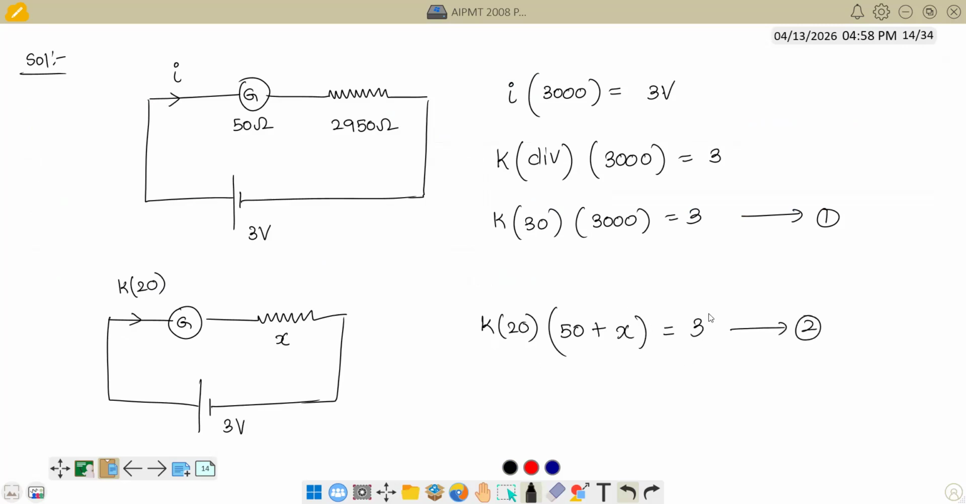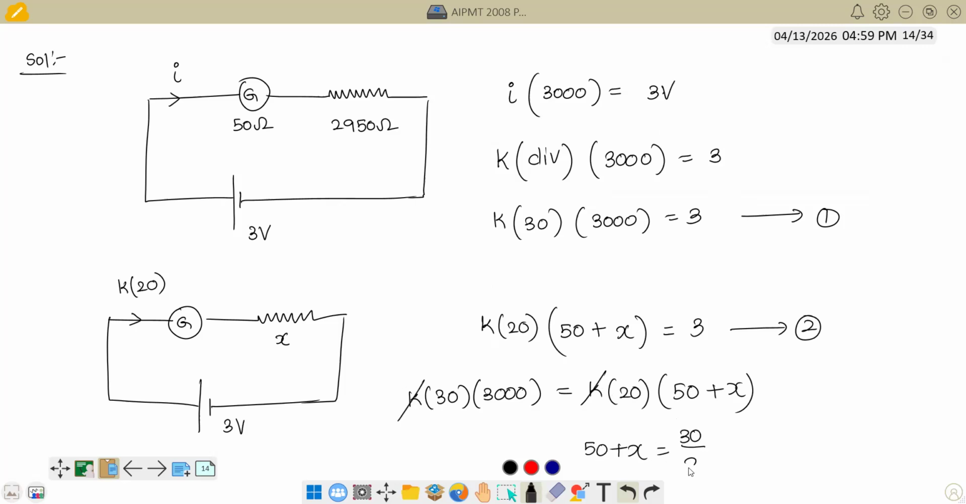This is equation 2. Just equate both of them. Since the 3 are the same, I will get K into 30 into 3000 equals K into 20 into (50 plus X). I solved this problem with the simple fact that V equals IR. Now you cancel K. So 50 plus X would be equal to 30 by 20 into 3000. 30 by 20 is 1.5, and 1.5 into 3000 would be 4500. So the value of X would be 4450 ohm. So the correct answer would be 4450 ohm, which is my option B.